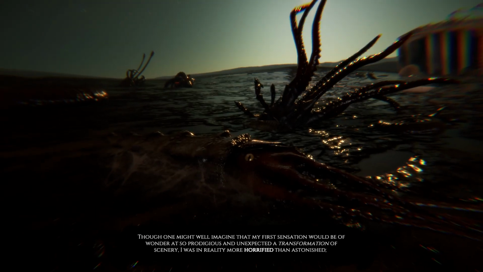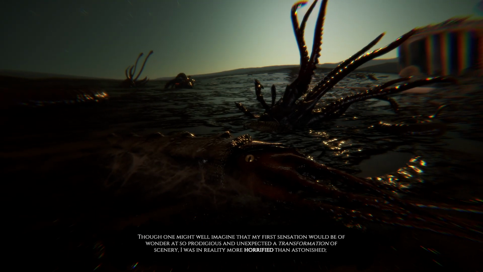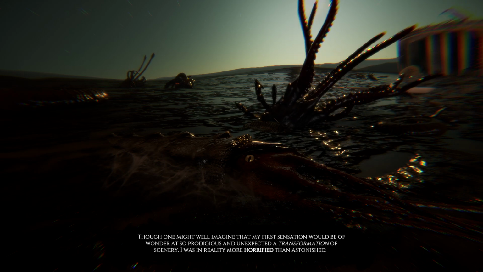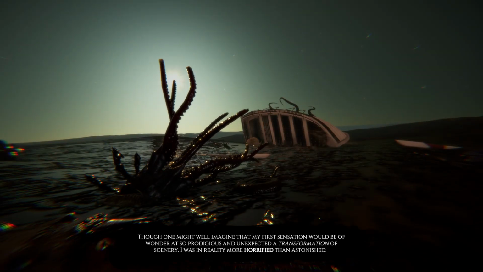Though one might well imagine that my first sensation would be of wonder at so prodigious and unexpected a transformation of scenery, I was in reality more horrified than astonished.